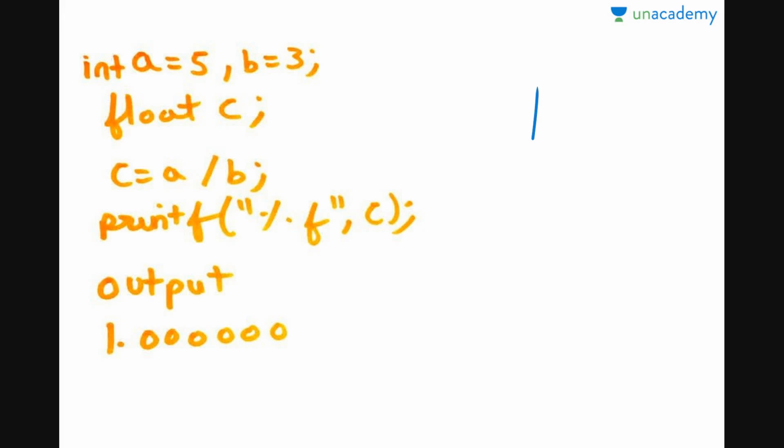Now, most of the people make a mistake over here. This is a tricky question. For a silly mistake you'll write the output as 1. But you have to see that the access specifier is %f, meaning it has to be in decimal. There has to be 1.000000, that is 6 zeros after the decimal. The output has to be in decimal, otherwise you will get it wrong.